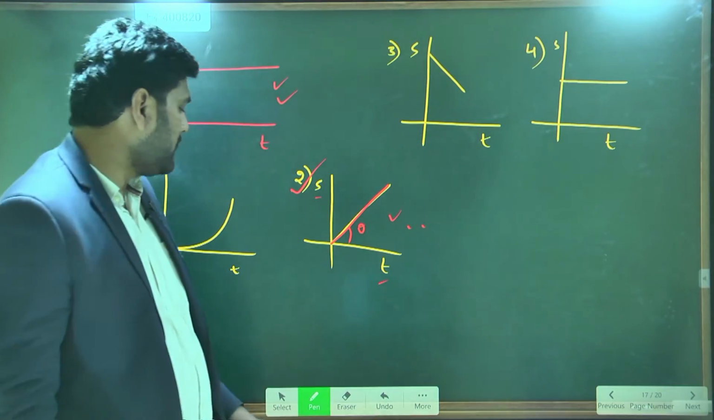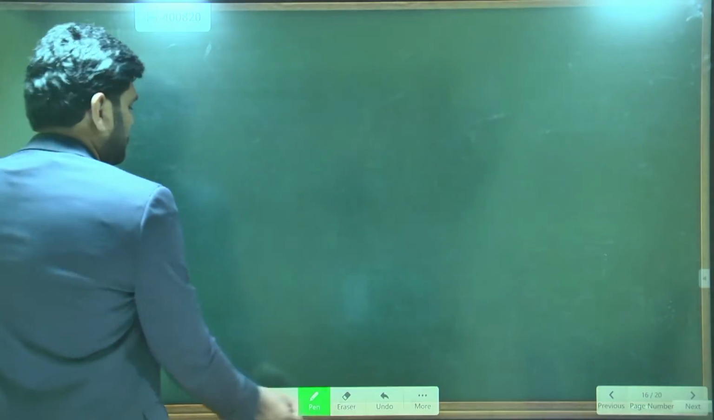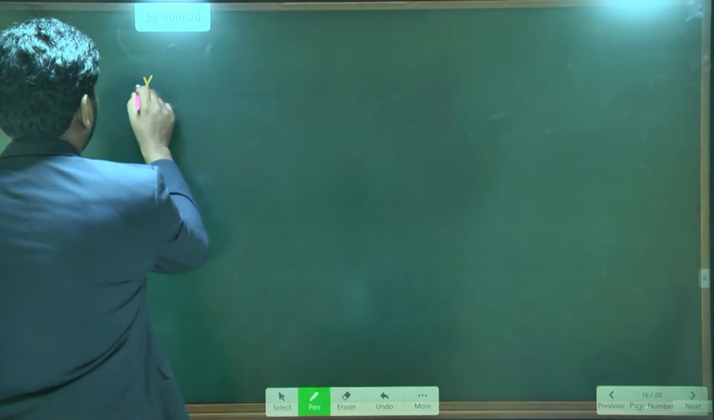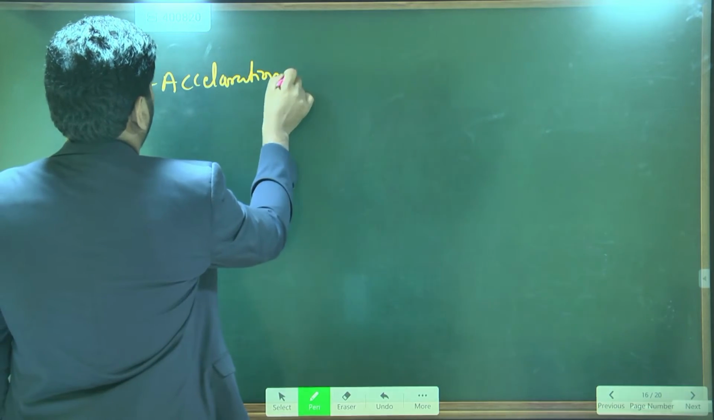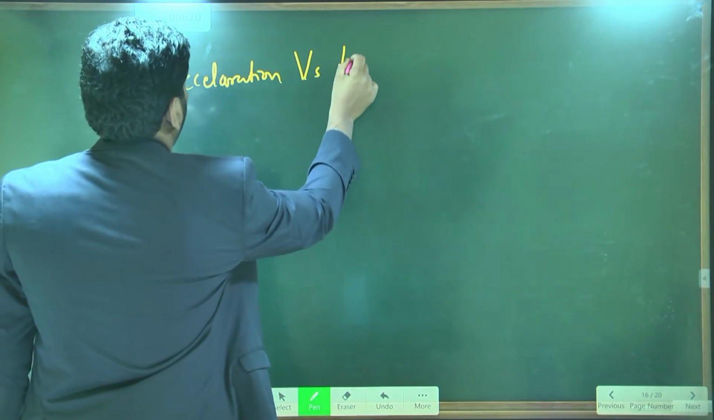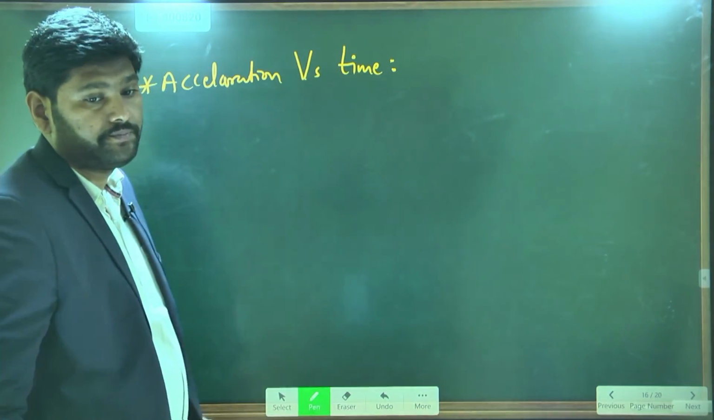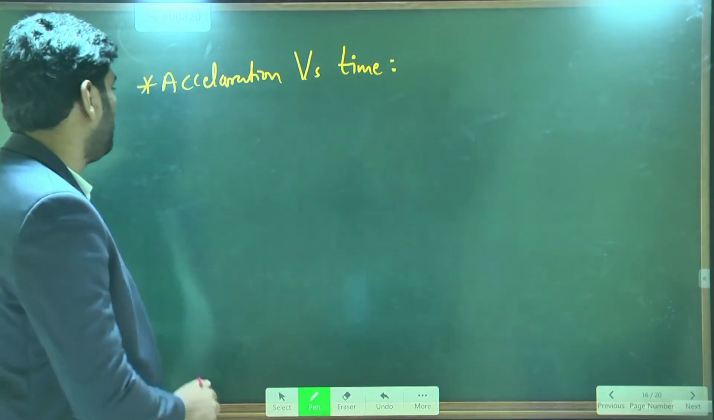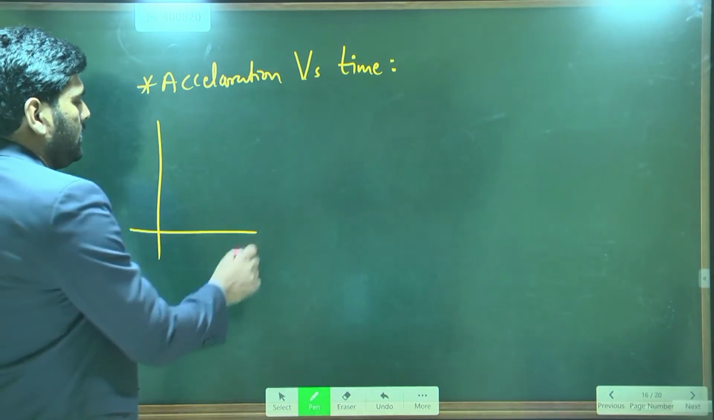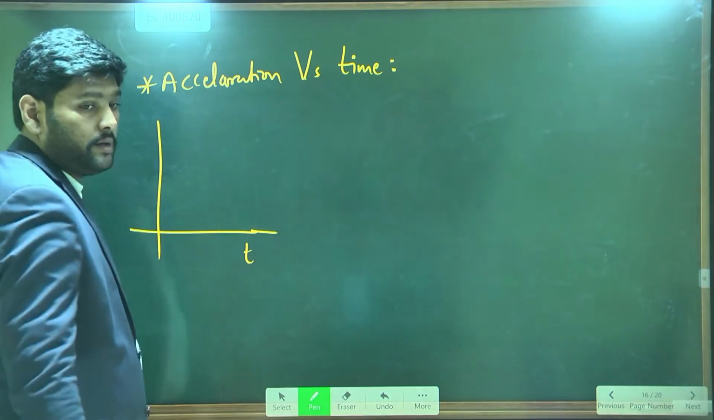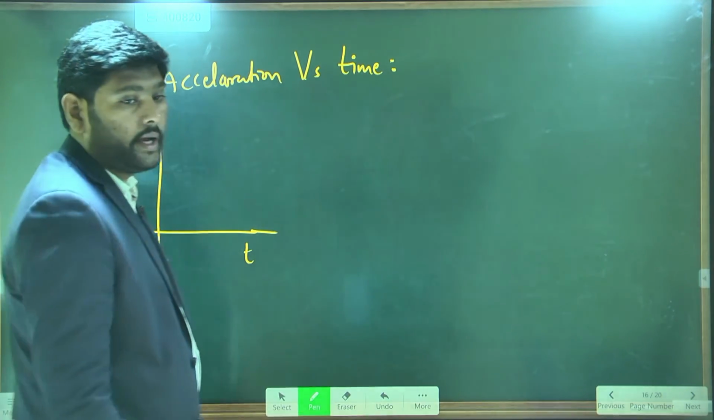Okay, so let's go for the other graphs. The other graph is acceleration versus time. Tell me, what is this first graph? In the acceleration versus time graph, you will take time on the x-axis and acceleration on the y-axis.